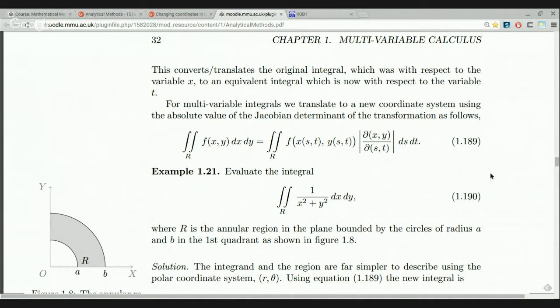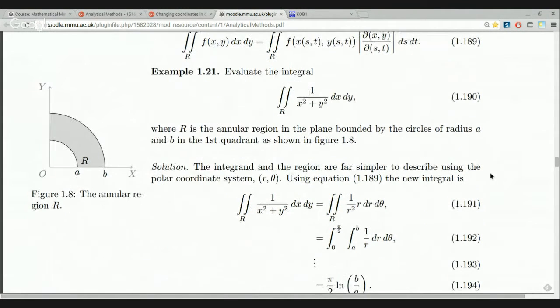Okay, so let's have a look at this first example, example 1.21. Then I'll show you some examples of functions of more than two variables, and we'll explain a little bit more about the meaning of the Jacobian determinant.